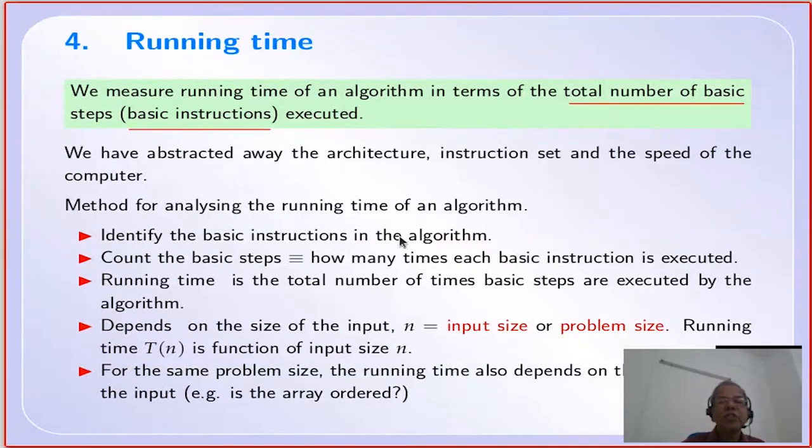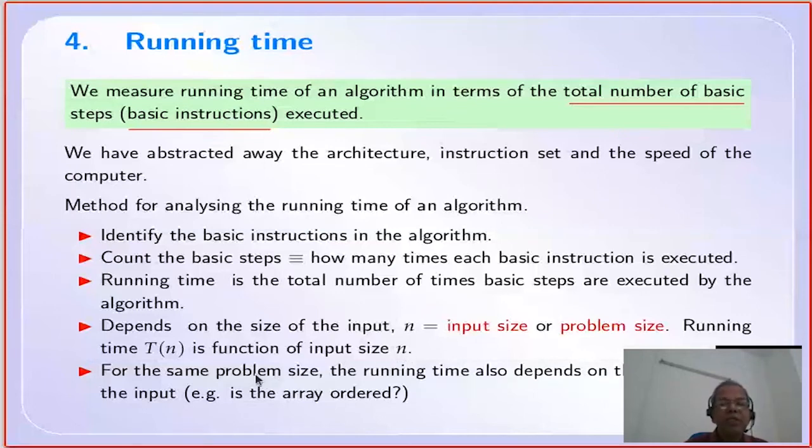This is the outline that we follow for analyzing the running time of an algorithm. Identify the basic instructions in the algorithm. It may be just one. Count the basic steps. How many times each basic instruction is executed? Running time is simply the total number of times the basic instructions are executed by the algorithm. That will depend upon the size of the input n. N is the input size or problem size or instance size, whatever. The running time is denoted by T of n, T for time, n for the input size. T of n is a function of the input size n.